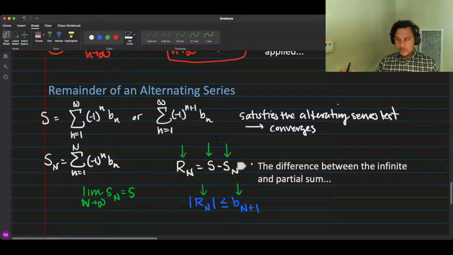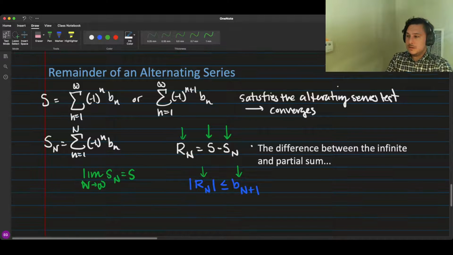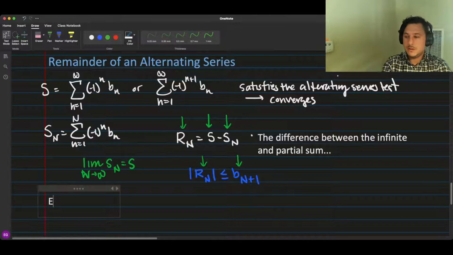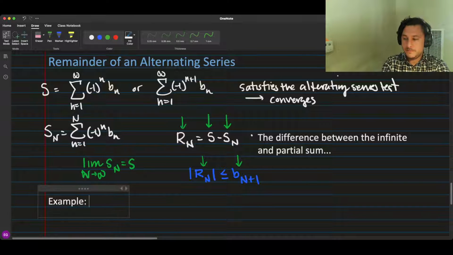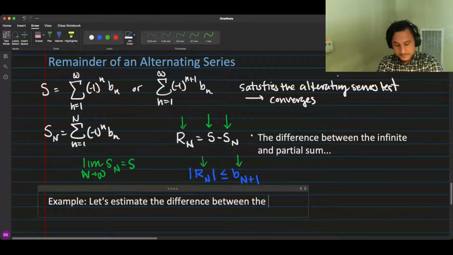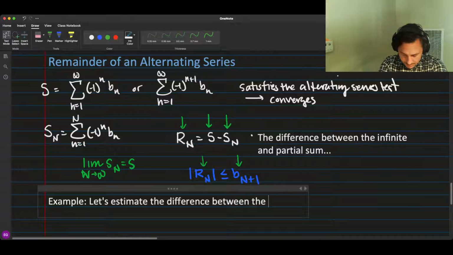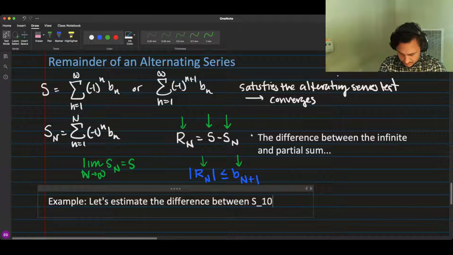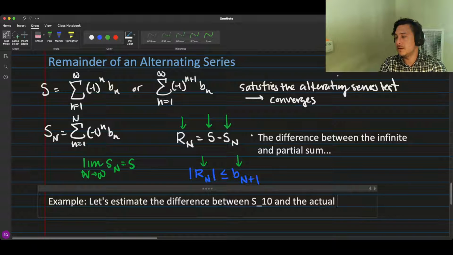Okay, so let's do an example to use this. How would you use this in an actual example? So example: let's estimate the difference between S_10, the 10th partial sum, and the series, the actual amount.